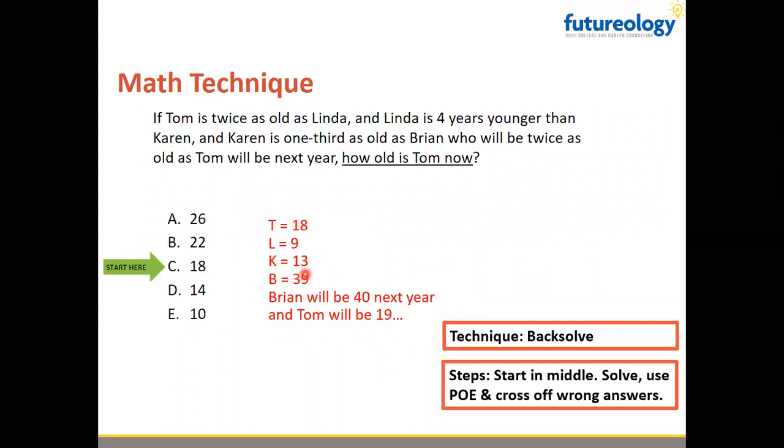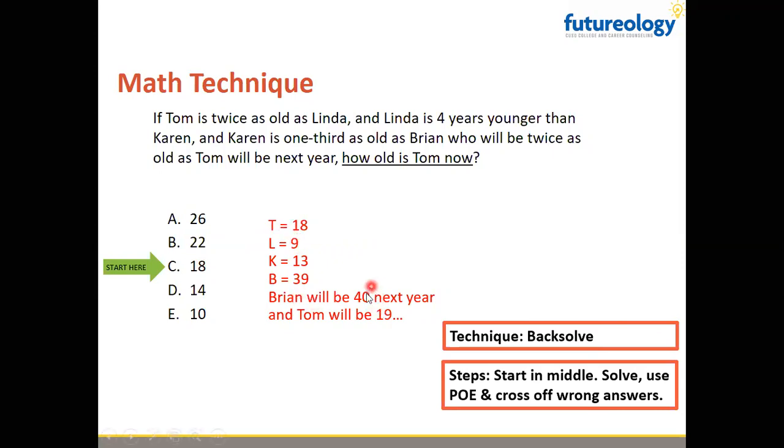Well, we did all the math here, 18, 9, 13, and 39. Well, the requirement in this particular problem is Brian, who'll be twice as old as Tom will be next year. Sounds confusing, so let's just take it a little bit. Brian will be twice as old as Tom will be next year. Well, Brian will be 40 next year, and Tom will be 19 because Tom is 18 right now.